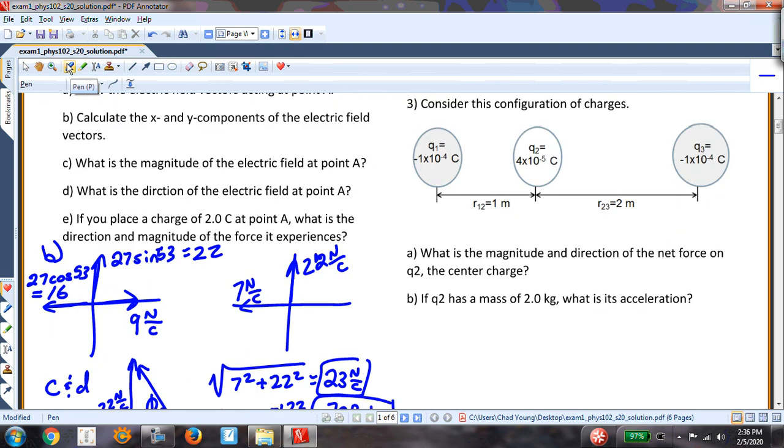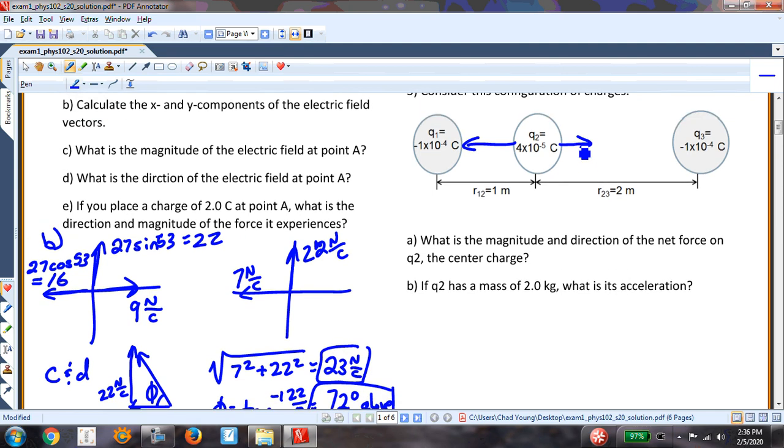Consider this configuration of charges. What is the magnitude and direction of the net force on Q2? Let's just draw those forces. I'm going to have one force in that direction. I have another in this direction. I know it's going to be smaller. In fact, it's going to be 1/4 the size of the left-leaning vector because it's further away and it's the same charge. Let's calculate each individual force. So I'll do F21.